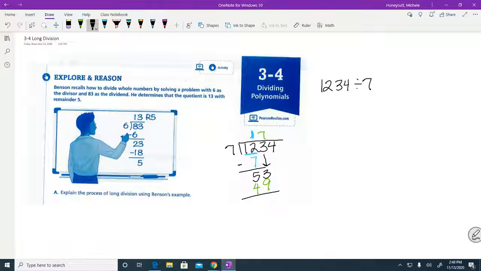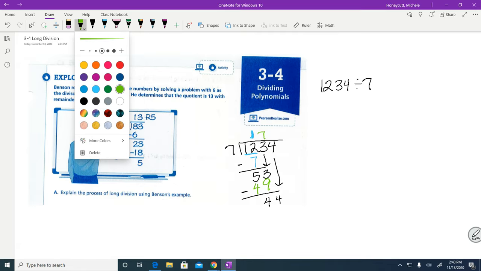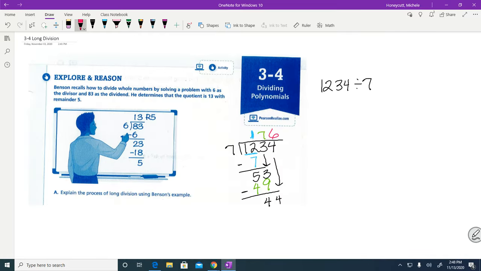So then I'll draw a line and subtract. 53 minus 49 is 4, so then bring down the 4. And then you have to think, how many times will 7 go into 44? 6 times. And 6 times 7 is 42. Then you could draw a line, subtract 44 minus 42, and you get 2. So our quotient would be 176 with a remainder of 2.